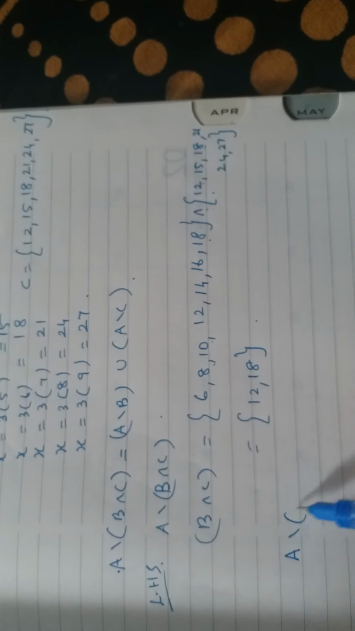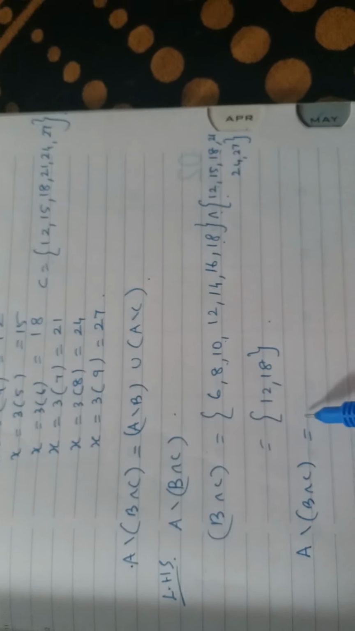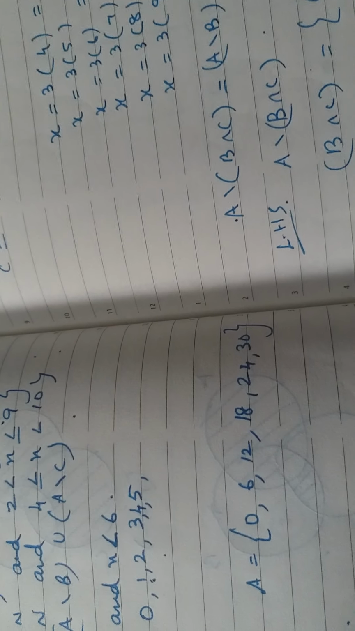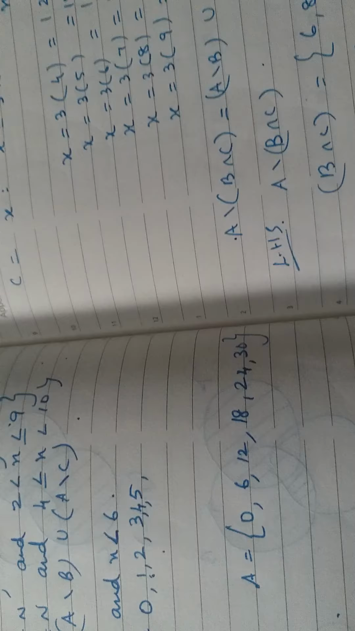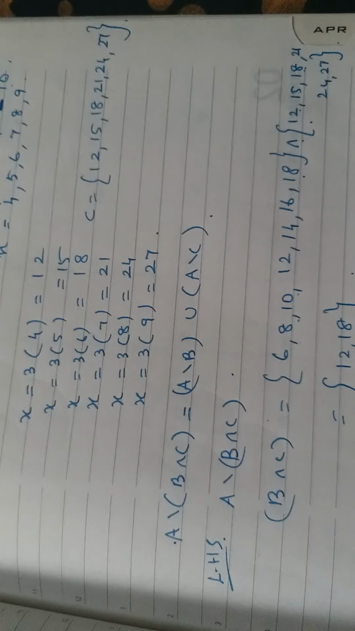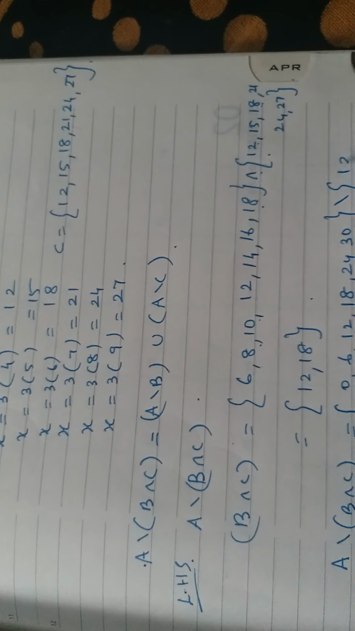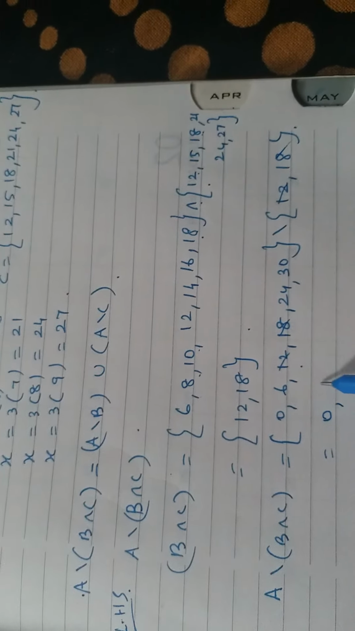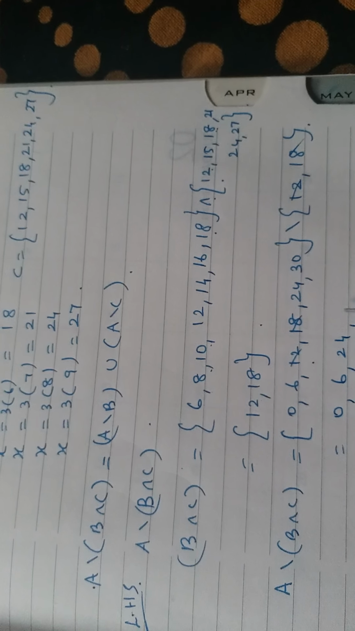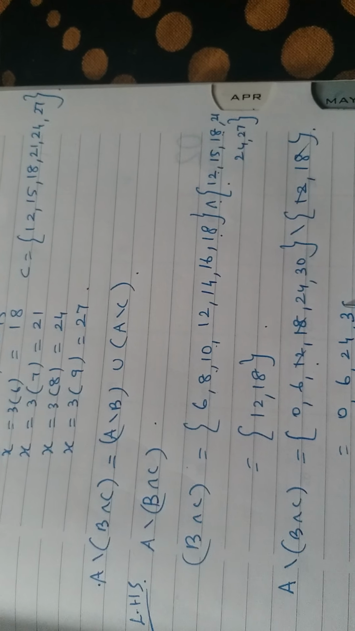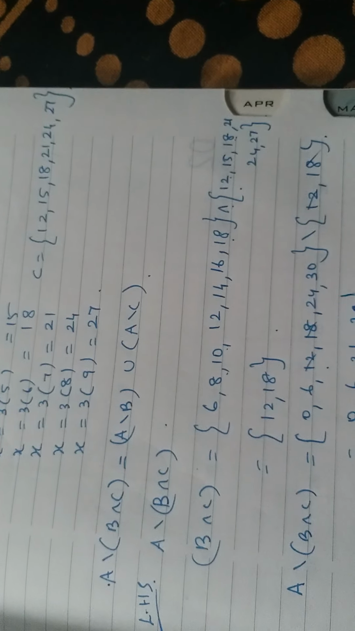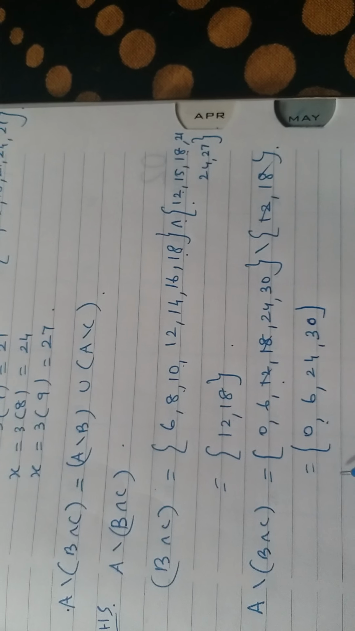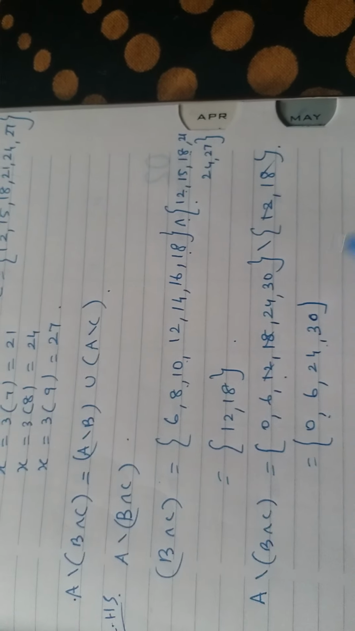So A minus B intersection C means, what is your A here? You have found out A as 0, 6, 12, 18, 24, 30, minus 12 and 18. So common values you will cancel, and the rest of the values of A you will write. So 0, 6, 24, 30. So this is your A minus B intersection C: 0, 6, 24 and 30.